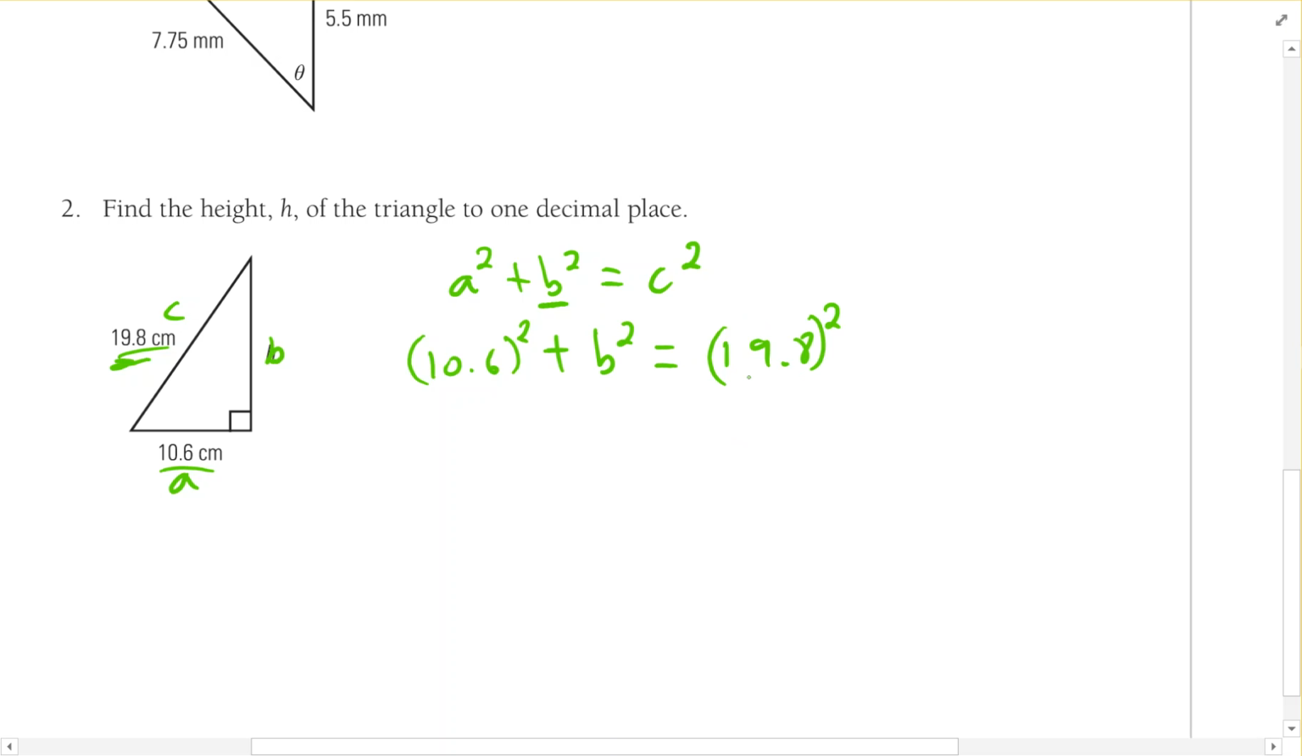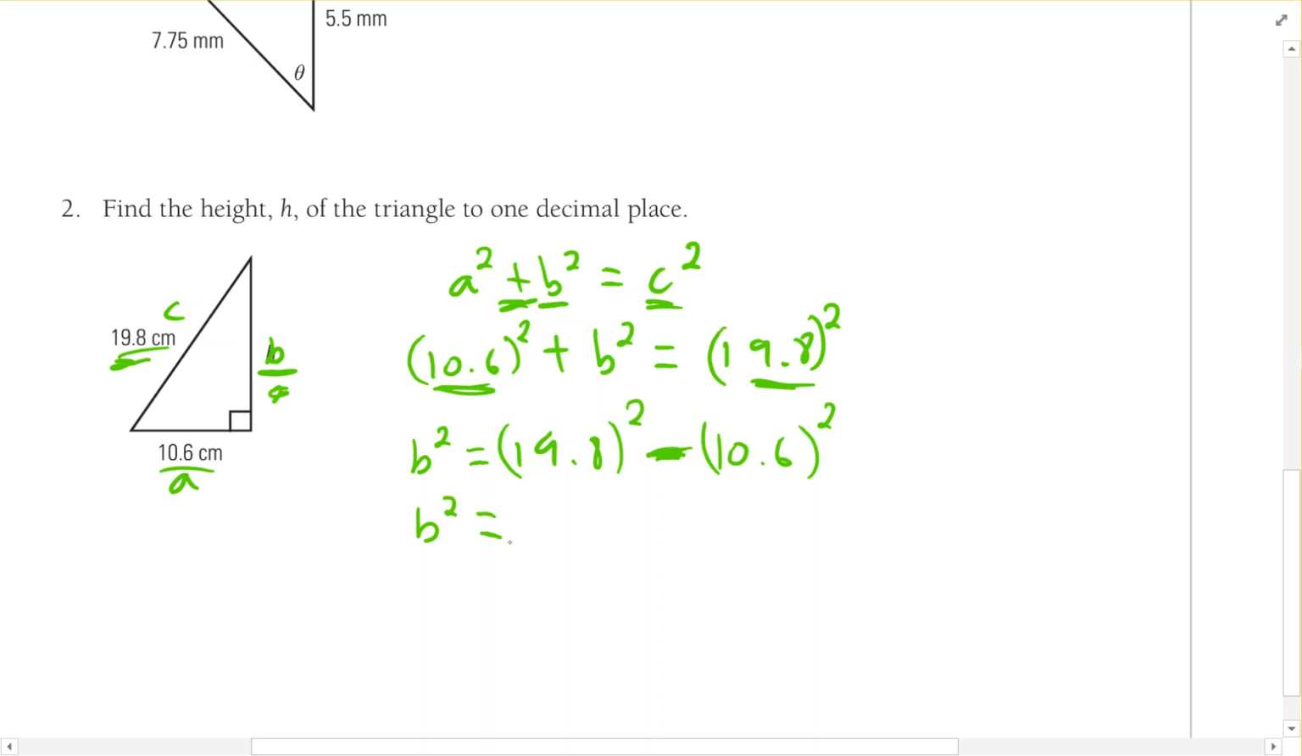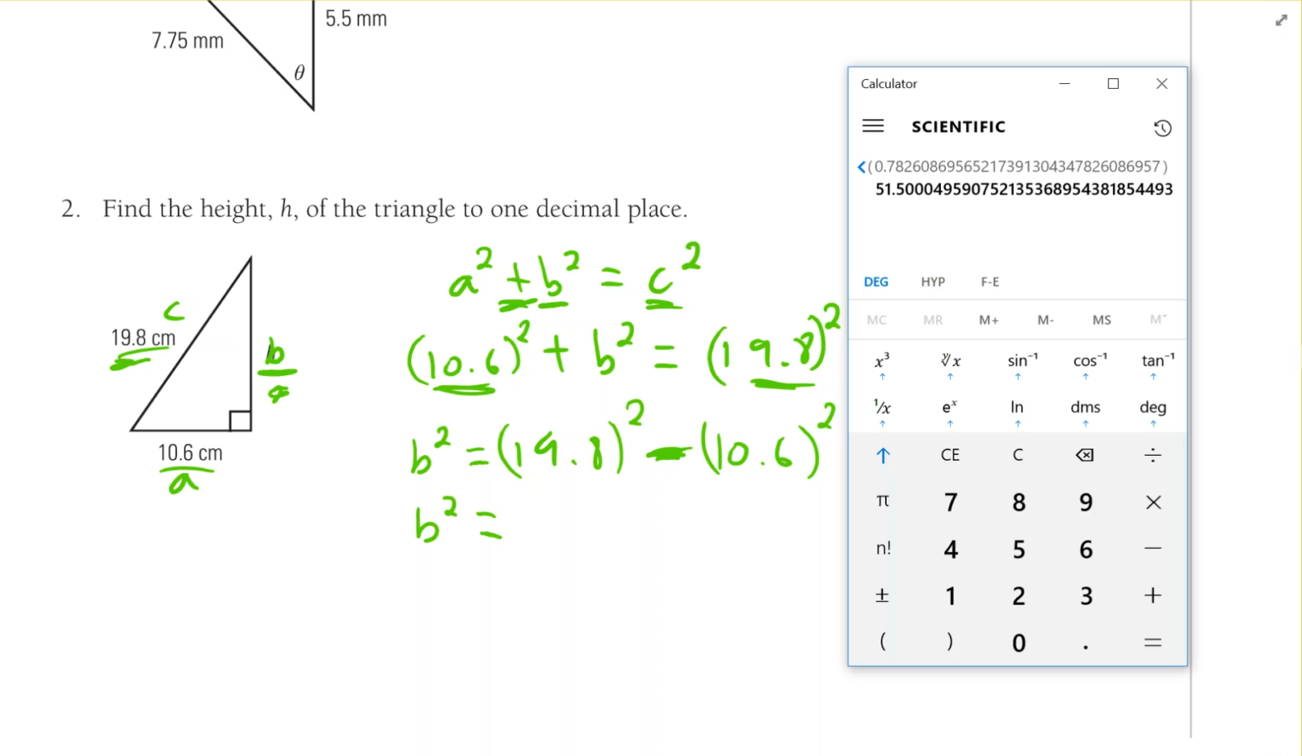Okay, so if you're ever looking for something that's not the hypotenuse, the equation just turns around. It's going to be b squared is equal to those two subtracted from each other, the big one minus the little one, the hypotenuse minus the other one. So it's going to be 19.8 squared minus, instead of plus like it was up here, that was to find the hypotenuse. We're not looking for the hypotenuse, we're looking for one of the sides. So we're going to subtract instead, minus 10.6 squared.